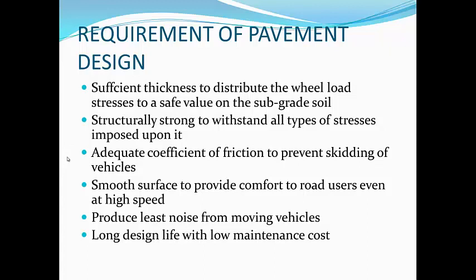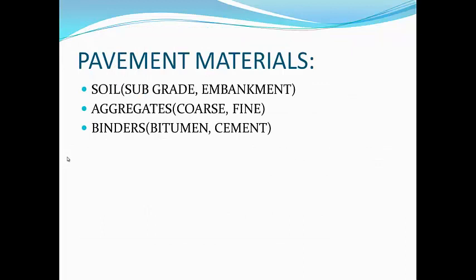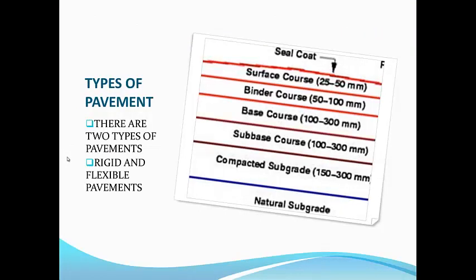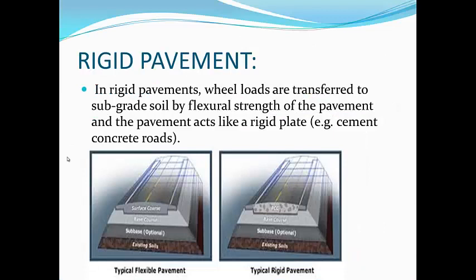A pavement should have an adequate coefficient of friction to prevent skidding of the vehicles. These are the pavement materials: the soil, which comprises the subgrade and also the embankment, aggregates, coarser and finer, and binders, bitumen and cement, that are used in our mini project. Types of pavements: there are two types, rigid and flexible pavements.